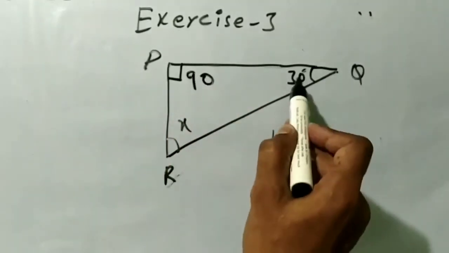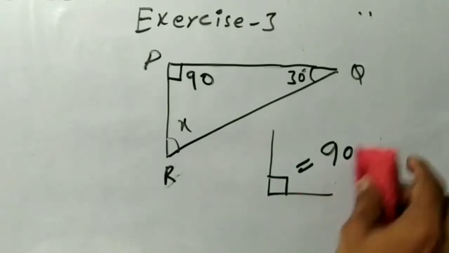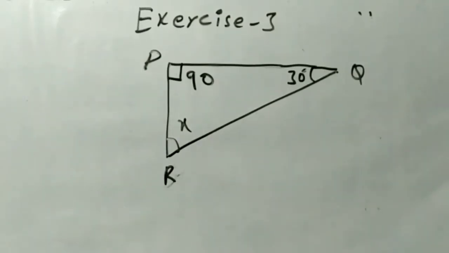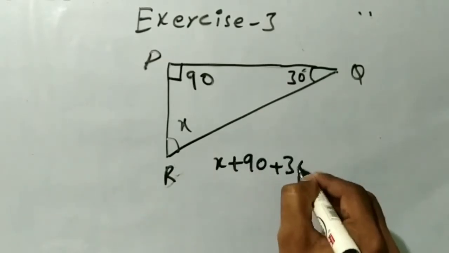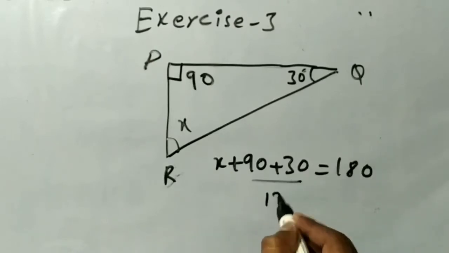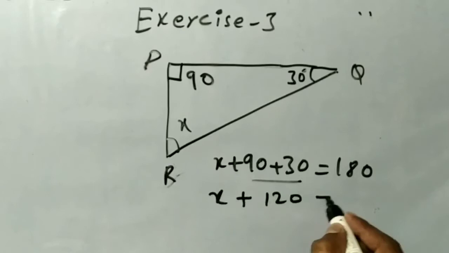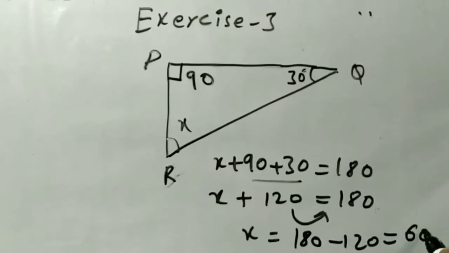So we can take 30 plus 90. We know that in the angle sum property, the interior angles add up to 180. So x plus 90 plus 30 is equal to 180. Then 90 plus 30 is 120, so 120 plus x is equal to 180. Then x is equal to 180 minus 120, because the 120 goes to the other side and plus becomes minus. That is 60. So x is 60.